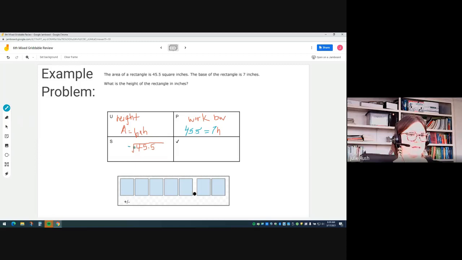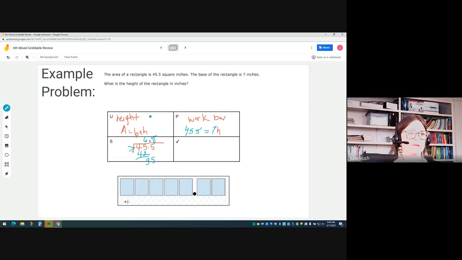Put my 7 here. Okay, so 7 goes into 4, doesn't do it. 7 goes into 45 6 times. 6 times 7 is 42. 5 minus 2 is 3. Fill in my decimal, bring down my 5. 7 goes into 35 5 times. And our answer is 6.5.